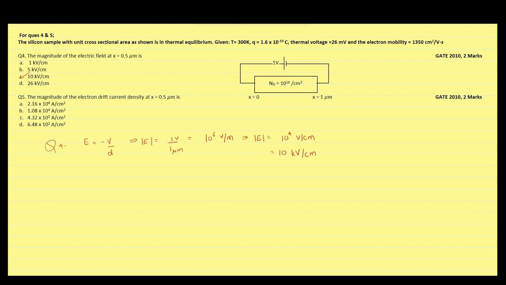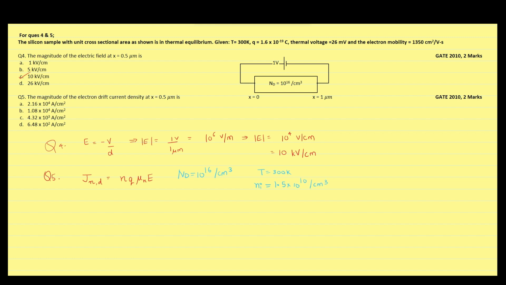Now the fifth question asks the magnitude of the electron drift current density at x equal to 0.5 micrometer. We know that electron drift current density is equal to free electron concentration multiplied by magnitude of charge multiplied by mobility of free electron multiplied by electric field. Also, doping concentration is provided to be equal to 10 to the power 16 per centimeter cube. You should know that at 300 Kelvin, intrinsic carrier concentration of silicon is approximately equal to 1.5 into 10 raised to the power 10 per centimeter cube.